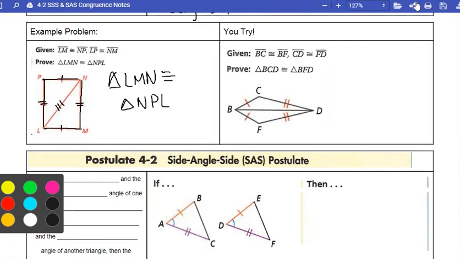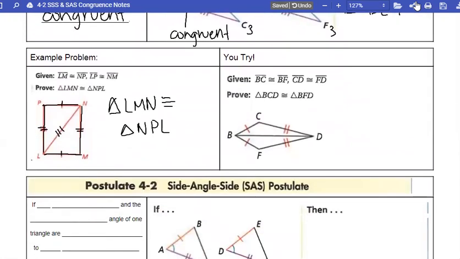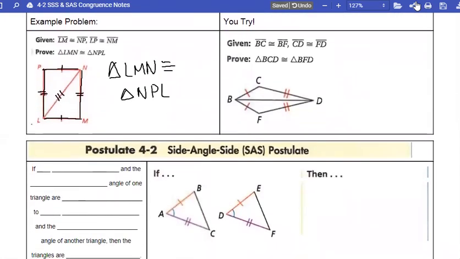Now it says we have to prove it, so we have to give a reason why. The reason, remember what we talked about up here, is the side, side, side postulate. We know that all three of these are congruent because all three sides are congruent. So it would be congruent by SSS, which I'm abbreviating, and which is side, side, side.